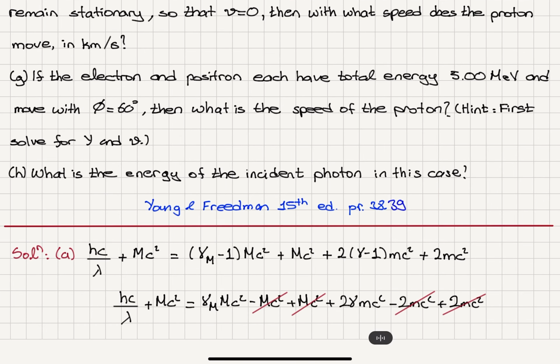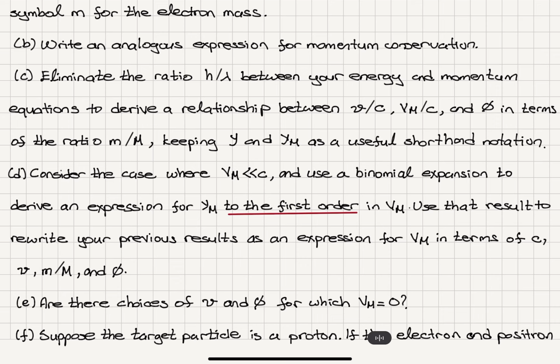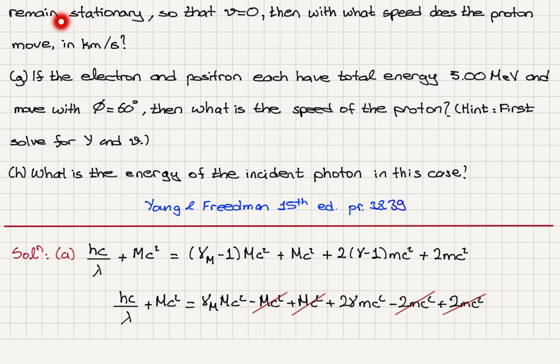Let's move on to part F. Suppose the target particle is a proton. So that's the particle with mass capital M. If the electron and positron remain stationary so that V is equal to 0, then with what speed does the proton move in kilometers per second?